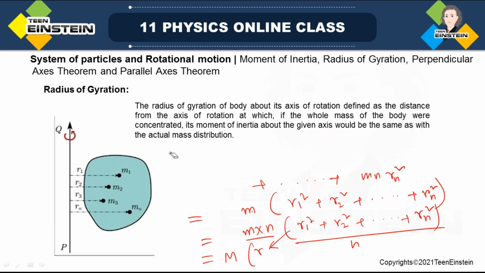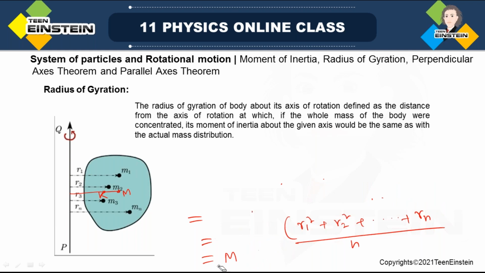Now let us take k as another distance. As I was telling you, suppose k is the distance where the whole mass is concentrated. Look here, we have the moment of inertia by actual mass distribution. What we have, I'll write finally: this is m into this part.